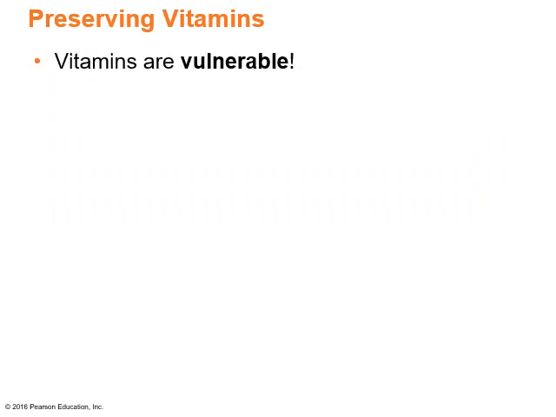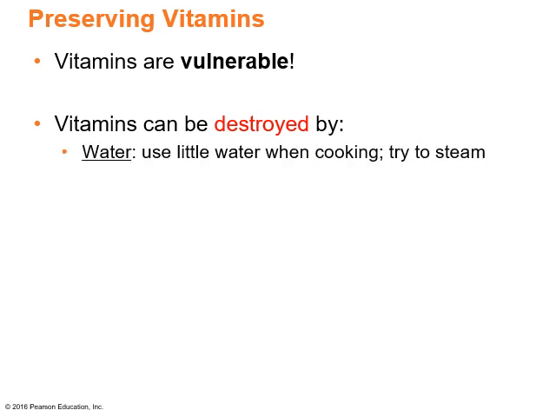All right, preserving vitamins. Vitamins are vulnerable. Now, what does that mean? Well, it means that they can be easily destroyed, and they can be destroyed by a number of means. Water. Water actually can destroy the potency of vitamins. So try to use little water when cooking, because putting food in water, especially vegetables, can actually strip away the nutrients. Instead, it is better from a food preparation standpoint to steam your food versus actually putting it in water to boil it.